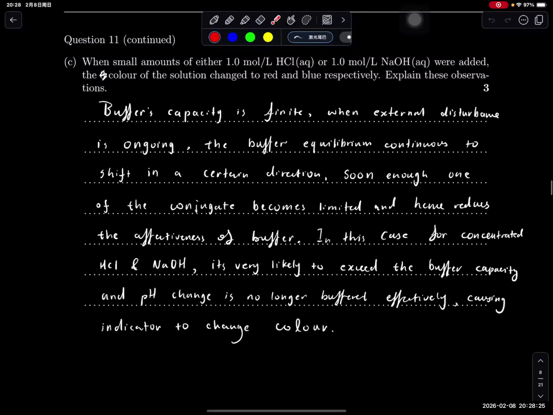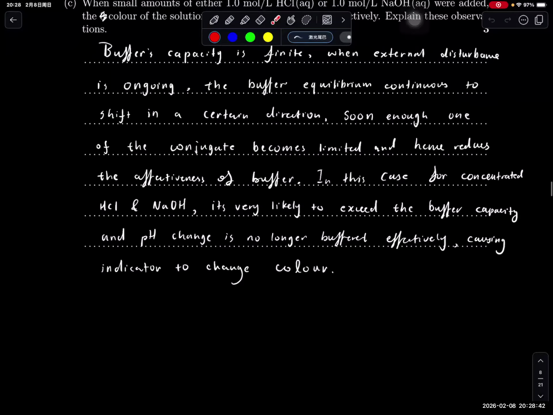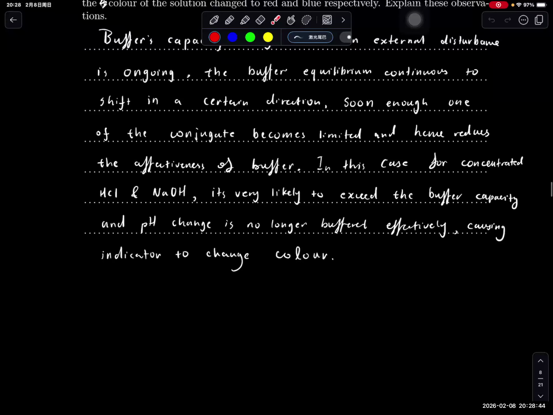So your buffering capacity isn't infinite, okay? It's finite, right? When external disturbance is ongoing, the buffer equilibrium continues to shift in a certain direction. Soon enough, one of the conjugates becomes limited and hence reduces the effectiveness of the buffer. Effectiveness should be spelled with an E, right? Not A. I don't really care. It's what it is.